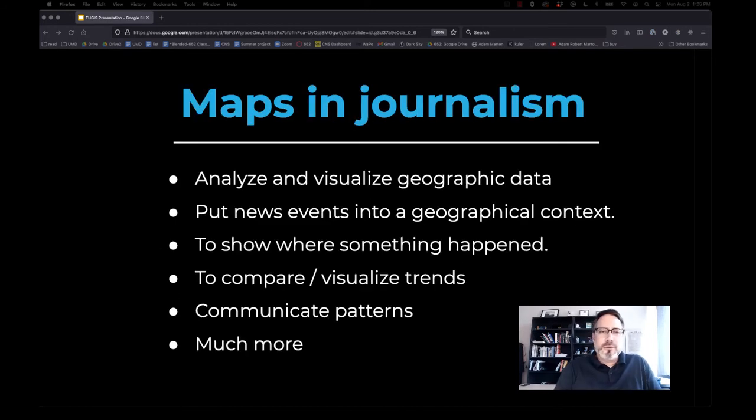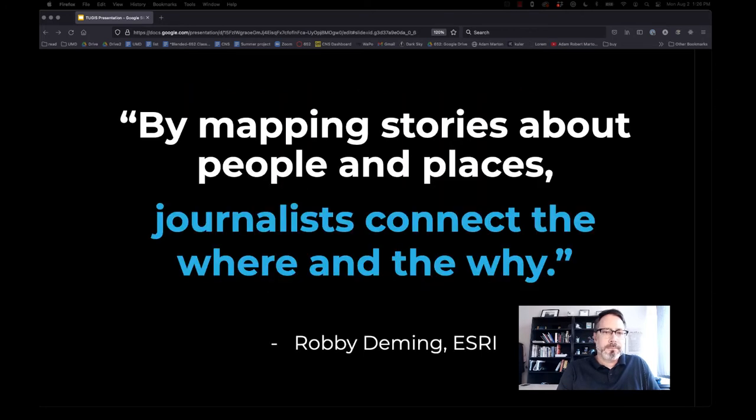Well, really they're used in much the same way that maps are used everywhere, right? They're used to analyze and to visualize geographic data, to help readers put news events into a geographical context, to show where something happened, right? To compare and visualize trends, to communicate patterns, to tell stories visually. We use maps a lot, as we'll see later, for election results. We use maps to communicate scale, to simplify complex data, and as you all know, just for much, much more.